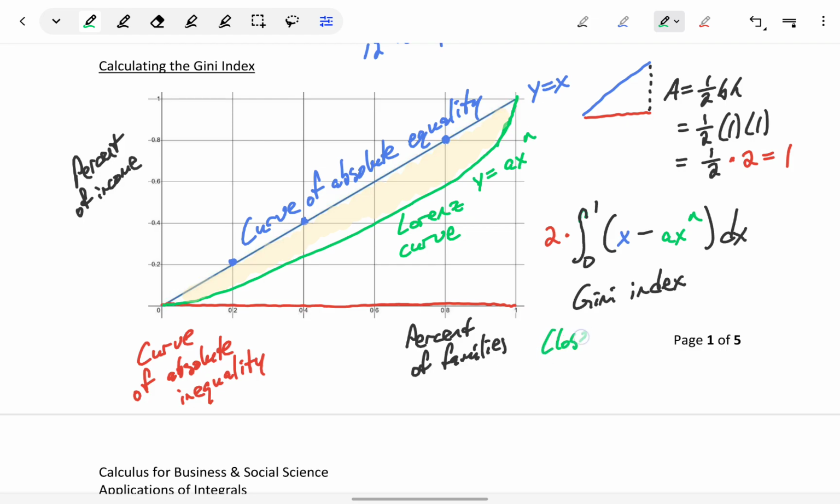As we get closer to 0, that means that Lorenz curve is closer to that curve of absolute equality, meaning the area is smaller. We have more equality. As that Lorenz curve gets further away from the curve of absolute equality, we get a value that's closer to 1, which means less equality.